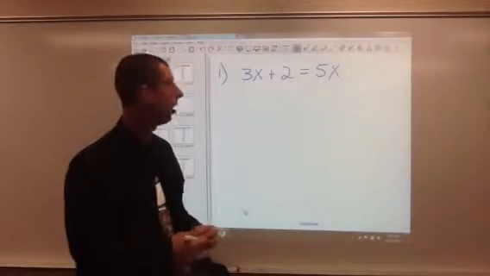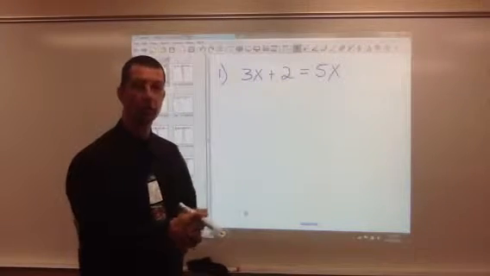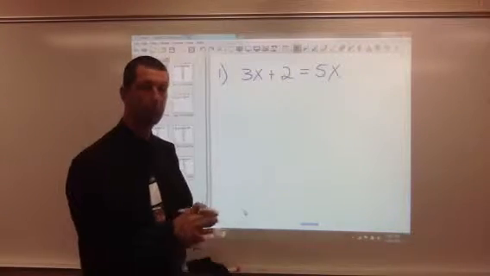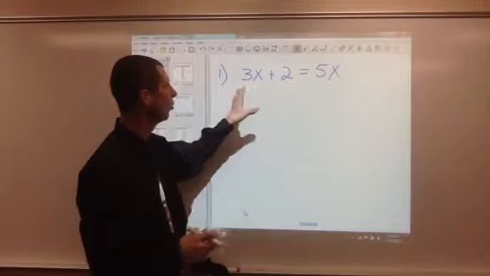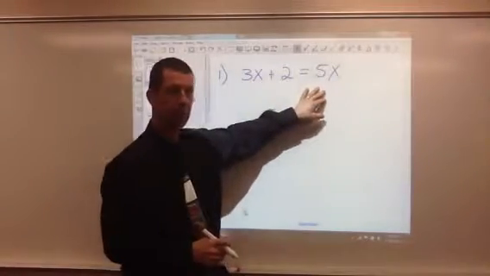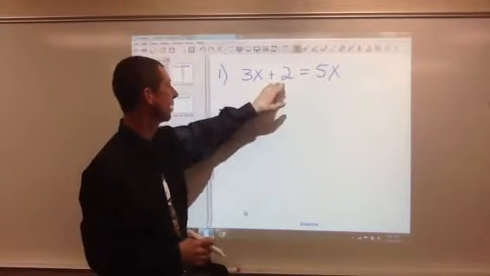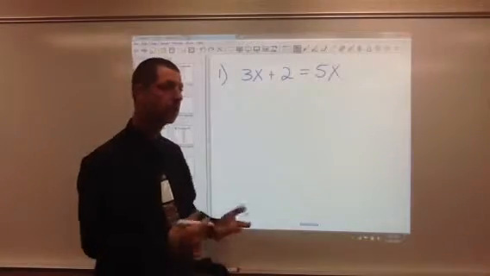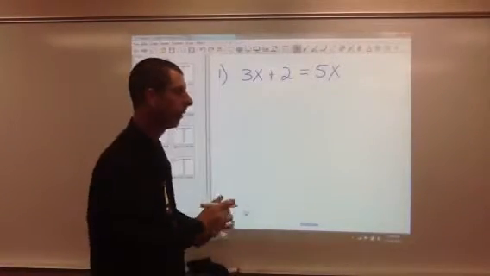Okay, let's take a look at how to solve these equations with variables on both sides of the equation. So the first thing we're going to do is make sure the entire problem is addition, which it is. So 3x plus 2 equals 5x. And this is off of a worksheet that students are doing.